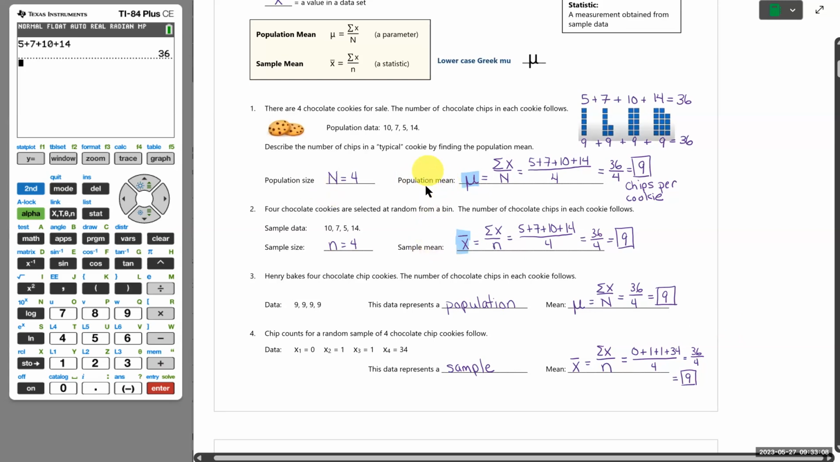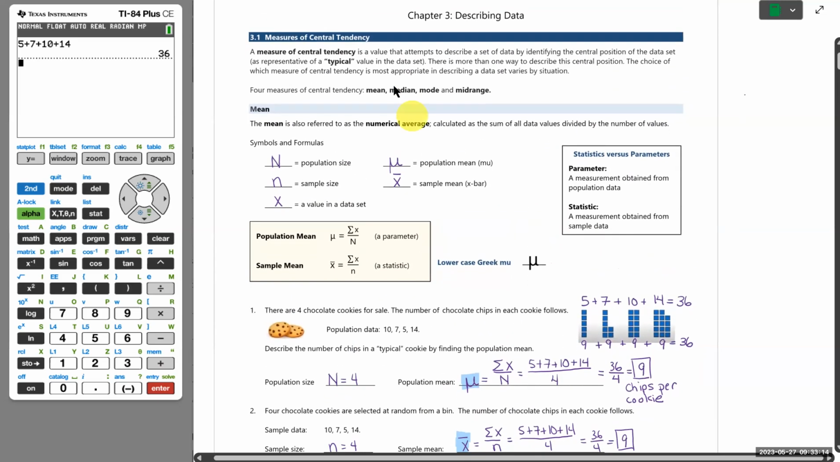All right, and we'll end there with our chocolate chip cookies and discuss other ways that the measure of center can be calculated aside from the mean. So we move forward and discuss the median, mode, and mid-range as other possible measures of central tendency.